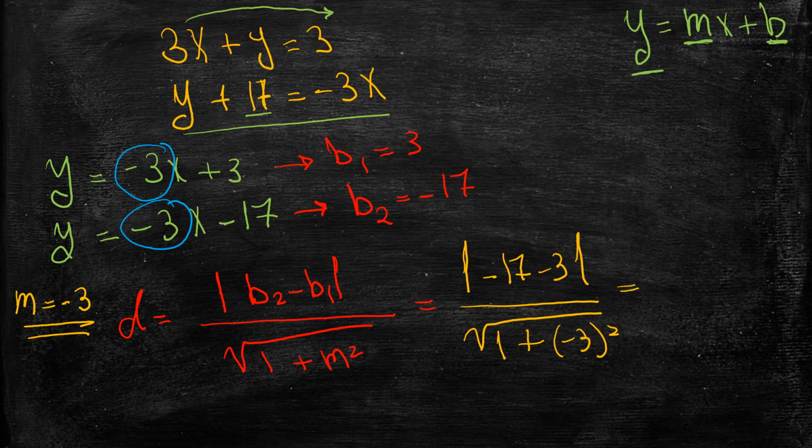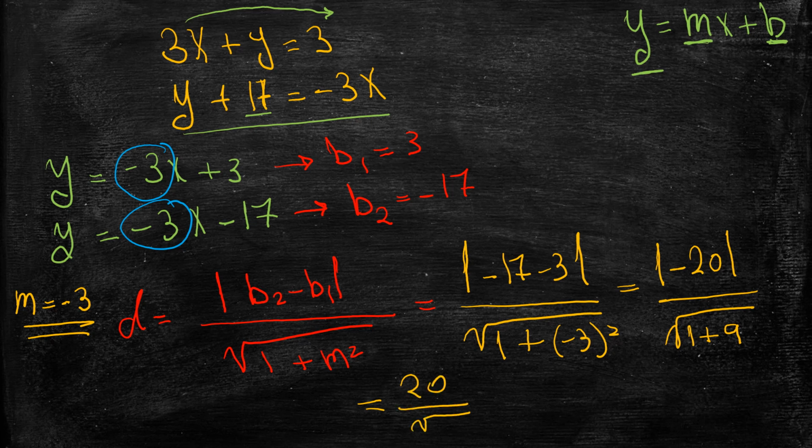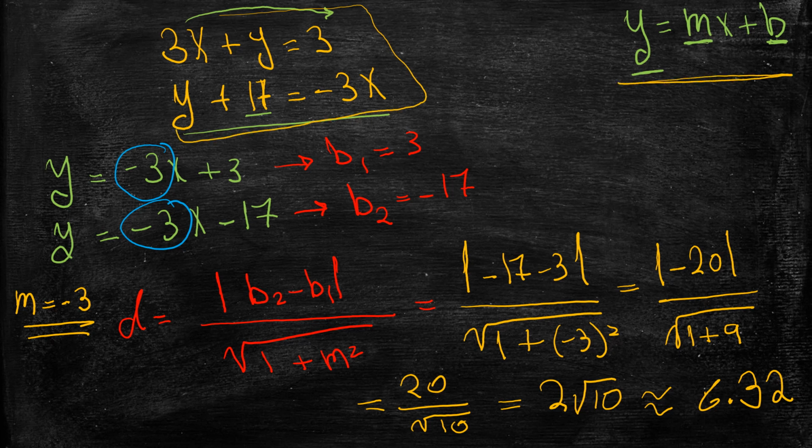So let's simplify. The absolute value of minus 20 divided by the square root of 1 plus minus 3 squared, which is 9. The absolute value of minus 20 is going to be 20 divided by the square root of 10. Use your calculator and simplify. You will get 20 divided by the square root of 10, which is approximately 6.32. So keep in mind, to use this formula, each line should be written in slope-intercept form.